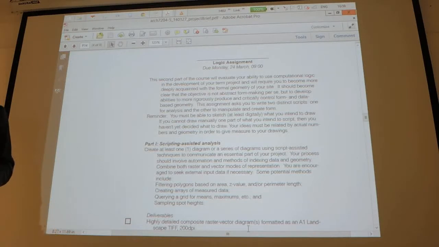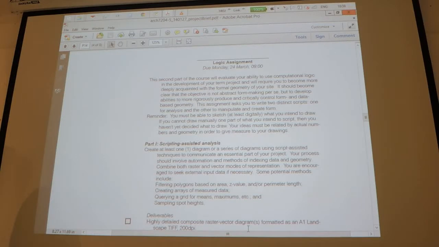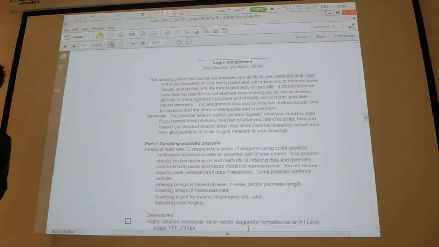Your process should involve automation and methods of indexing data and geometry that we'll talk about a lot more next week. Next week we will take lists of data that are external to our software and try to make representations such as scaled circles, linking, taking a list of point data and then putting that into GIS and working with it. So some very, very basic things in terms of that, which are all part of this script-assisted analysis portion.